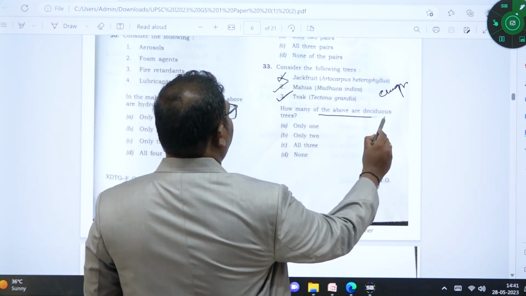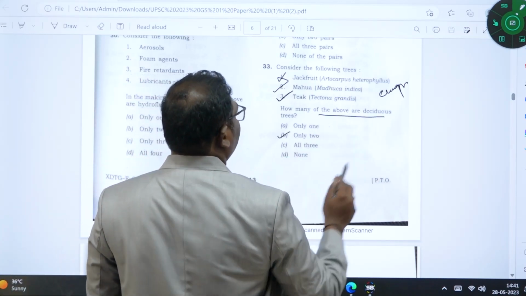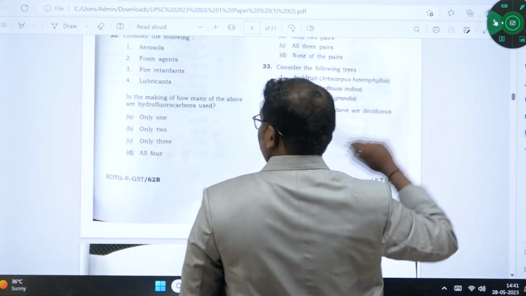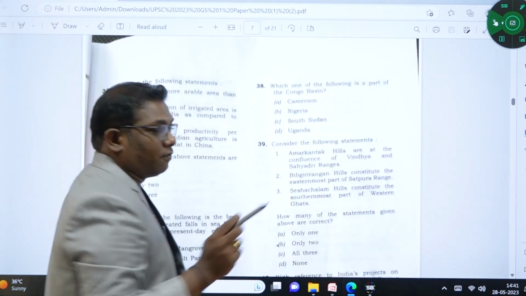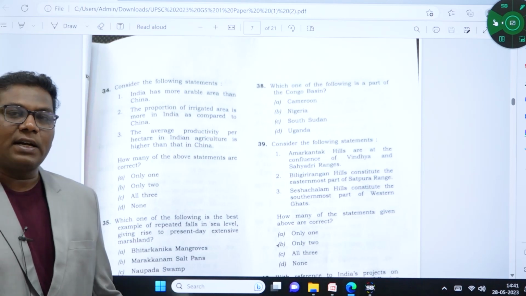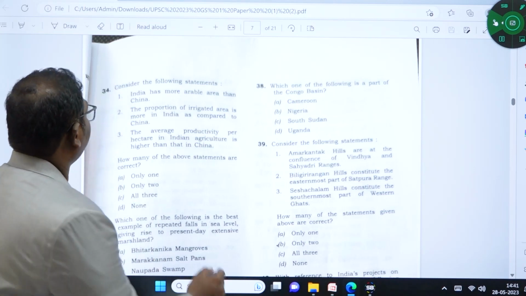How many pairs are matching here? Only two, number 2 and 3. And moving on to the next question. So this is one very little difficult and current affair based question.